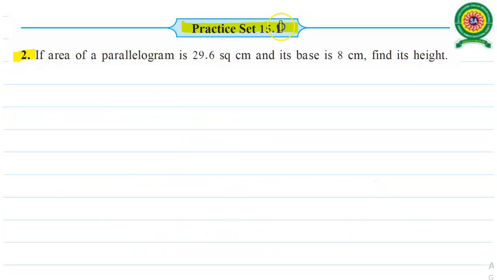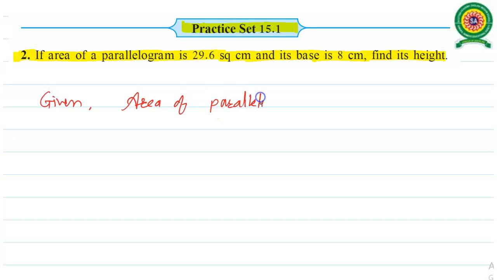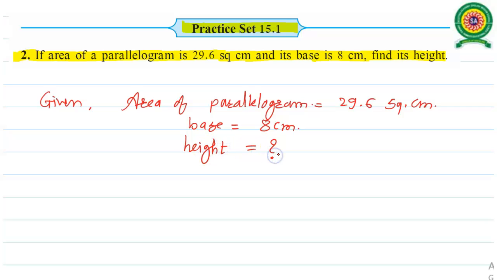Look at question number 2 from practice set 15.1. If the area of a parallelogram is 29.6 square centimeter and its base is 8 centimeter, find its height. Now write down firstly the given data. Area of the quadrilateral, we have now the parallelogram. So the area of the parallelogram is 29.6 square centimeter and the base of the parallelogram is 8 centimeter. We have to evaluate the height. Let us write height equals question mark. Again, area is in square centimeter and base is in centimeter, so the height has the unit centimeter.